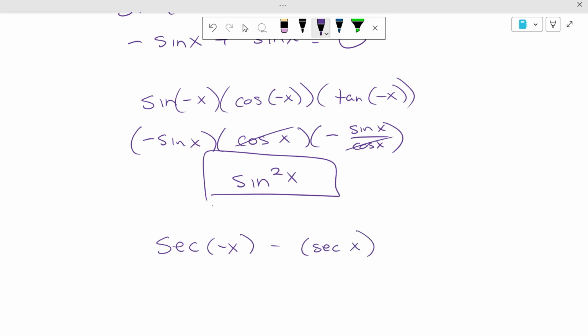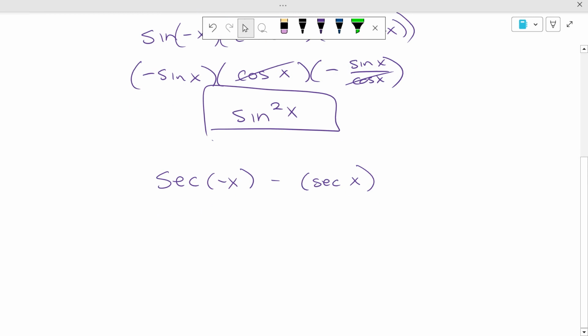What's the secant of negative x minus the secant of x? Very good. Because the secant of negative x is the secant of x, minus the secant of x equals 0.